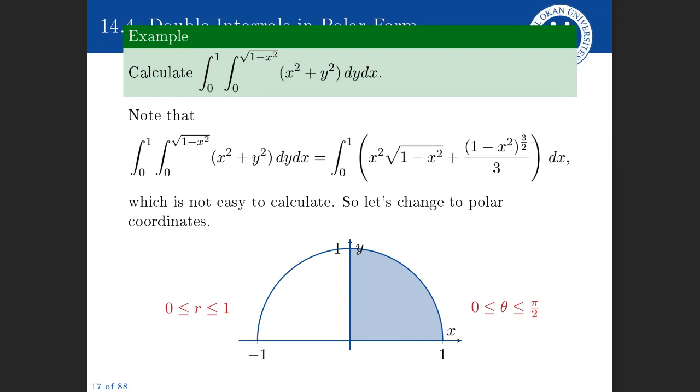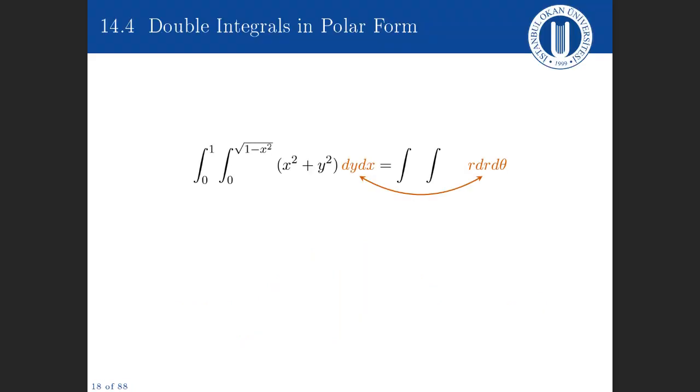Okay, let's change our Cartesian integral into a polar integral. First thing, and I know I'm repeating myself, but it's because every year we see the same mistakes in exams. dy dx is the same as r dr d theta. Don't forget you have to put an extra r in.